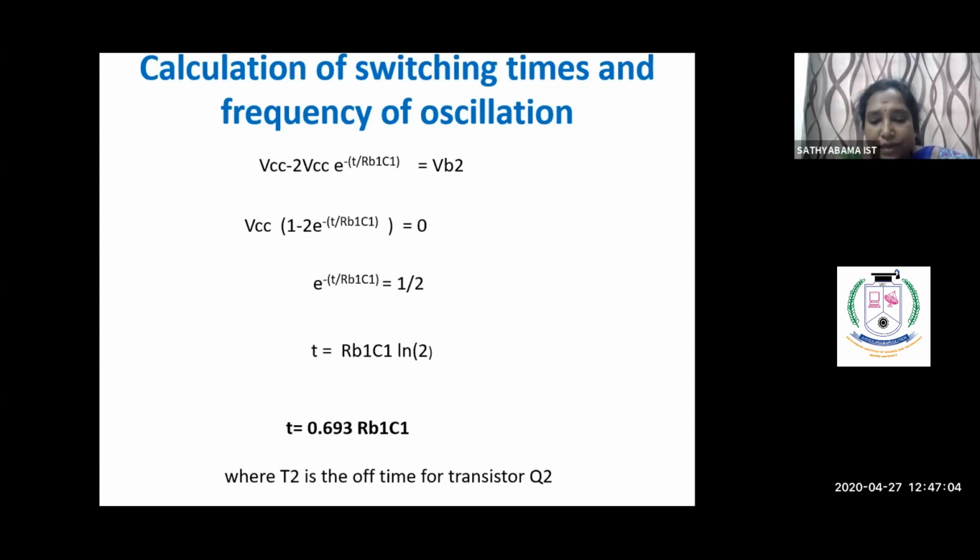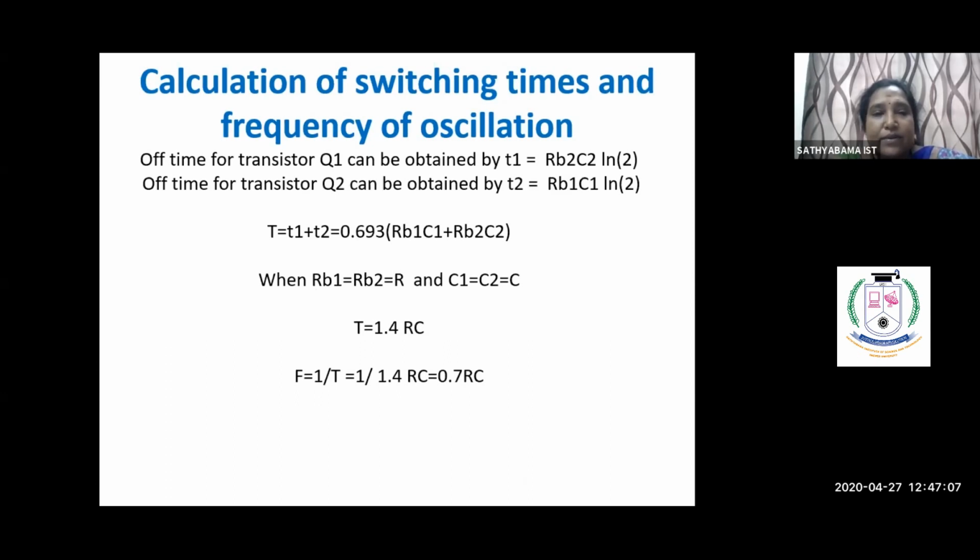In the same way we calculate for the other transistor also. The off time of Q1 and the off time of transistor Q2 are obtained as the time periods T1 and T2. The overall time period is capital T equal to small t1 plus small t2, combining both, and the sum is given in this equation. Now assume RB1 is equal to RB2, equal to R, and similarly the capacitance C1 is equal to C2, equal to C.